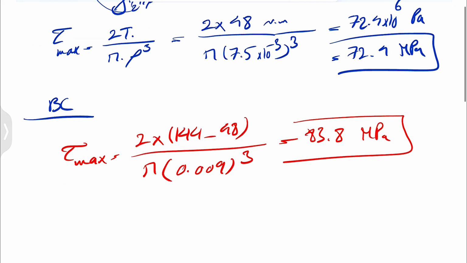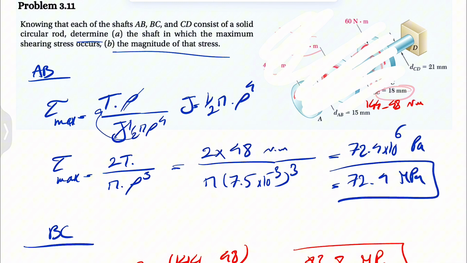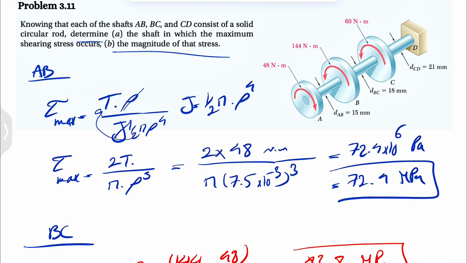Looks like the member AB is not the answer because this is higher, and we need one more member to check, and that would be the member CD. So again, same idea, we have to do our cut. Let's just clean up the figure. This time we are interested in member CD, so we do our cut right before that support, which means basically we have all these torques, and it's going to be in this direction.